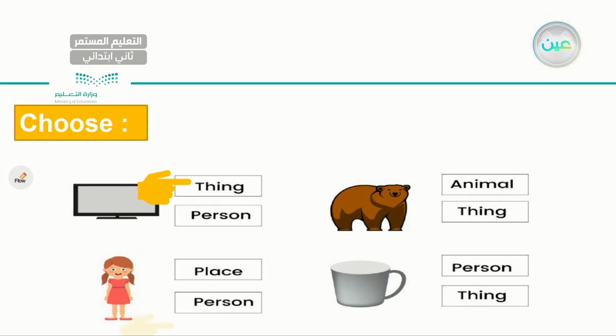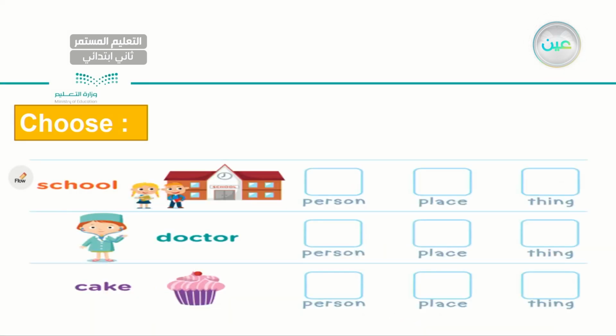Very good. Next one I have a girl. Place or person? It's a person. Very good. I have this huge bear. What do you think? An animal or a thing? It's definitely an animal. Last one, I have a mug. Is it a person or a thing? It is a thing. Very good.